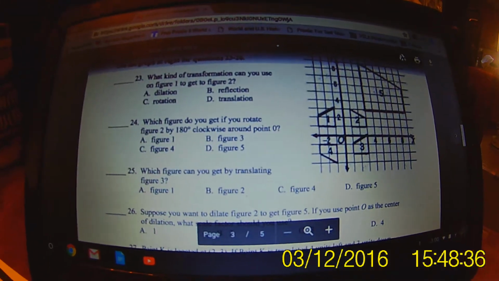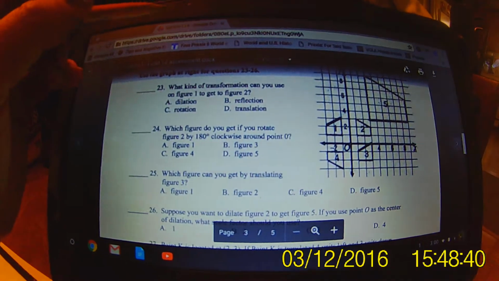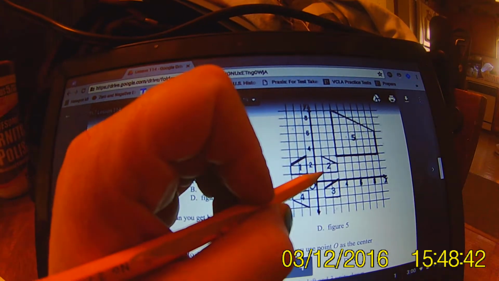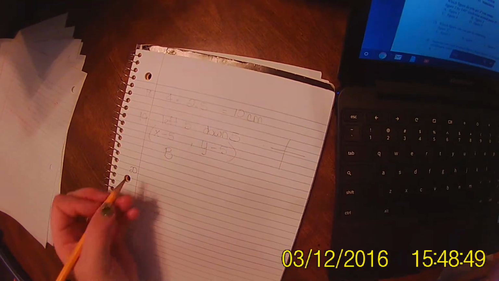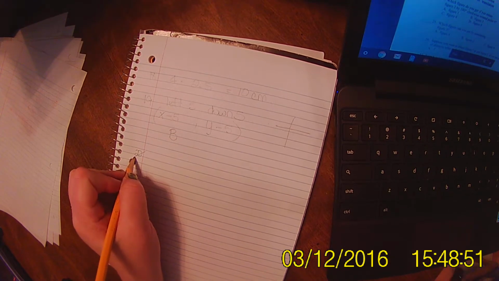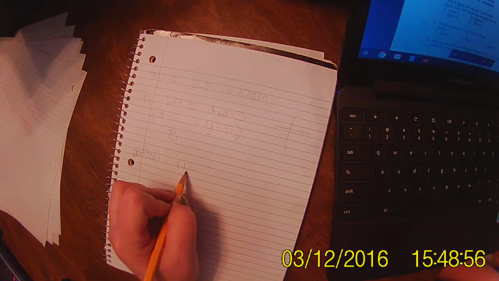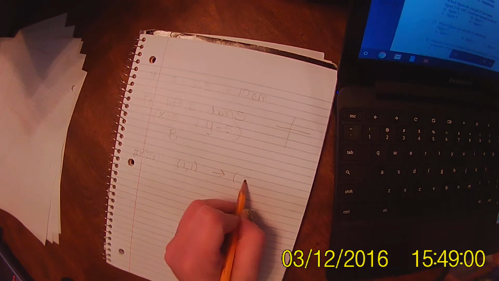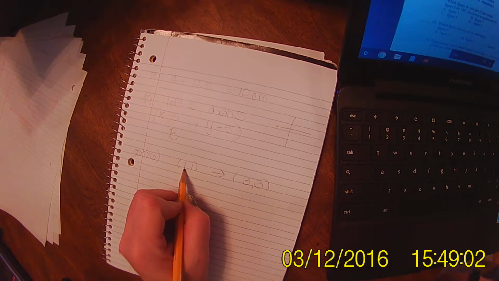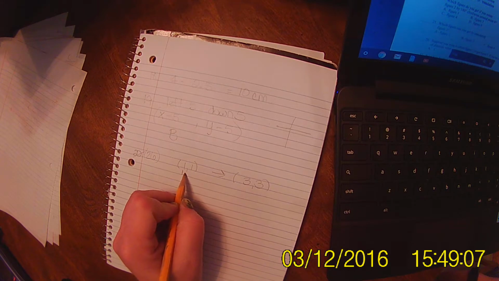So suppose you want to dilate figure 2 to get to figure 3. What is the dilation point? So you need to find this point here, and you need to find this point here. So on 26, my original point was 1, 1. My new point is 3, 3. So what do I multiply? It's an enlargement, so I know I have to multiply by a whole number. So what am I going to multiply by?